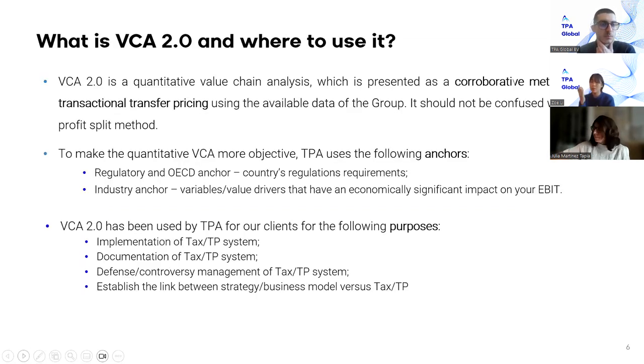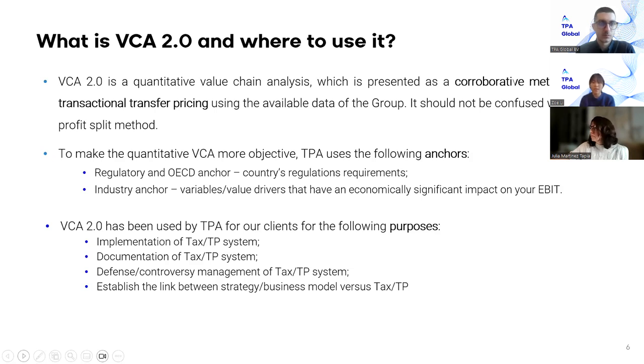And subsequently in 2.0, we discussed the reliable data sources from the multinationals themselves for quantifying the profit and the allocation key, and the leading or complementary role that the quantitative value chain analysis would play to the VCA 1.0.